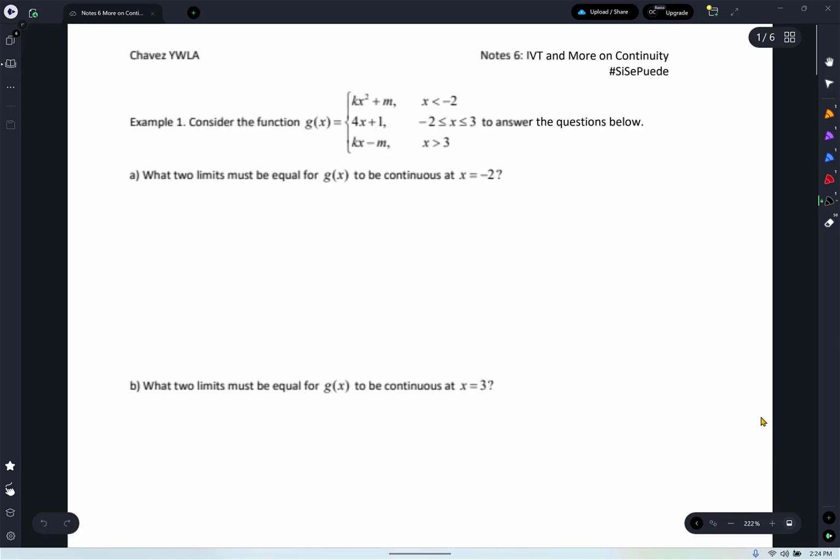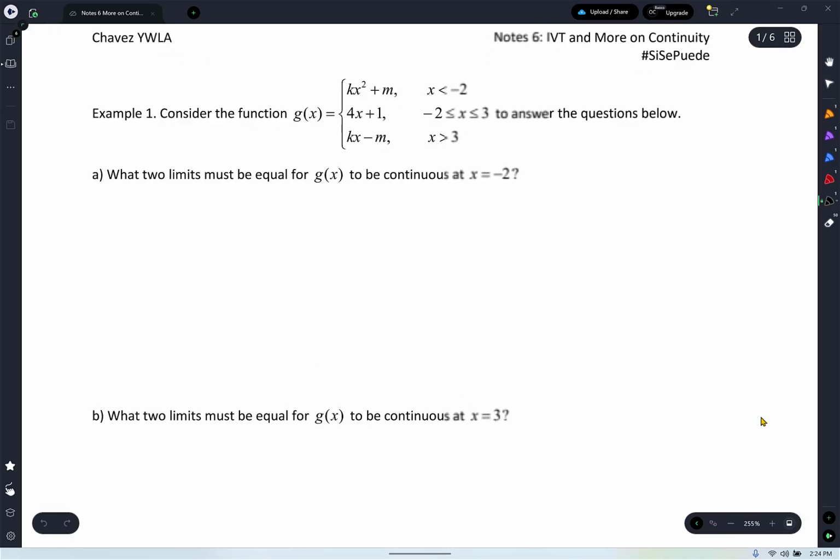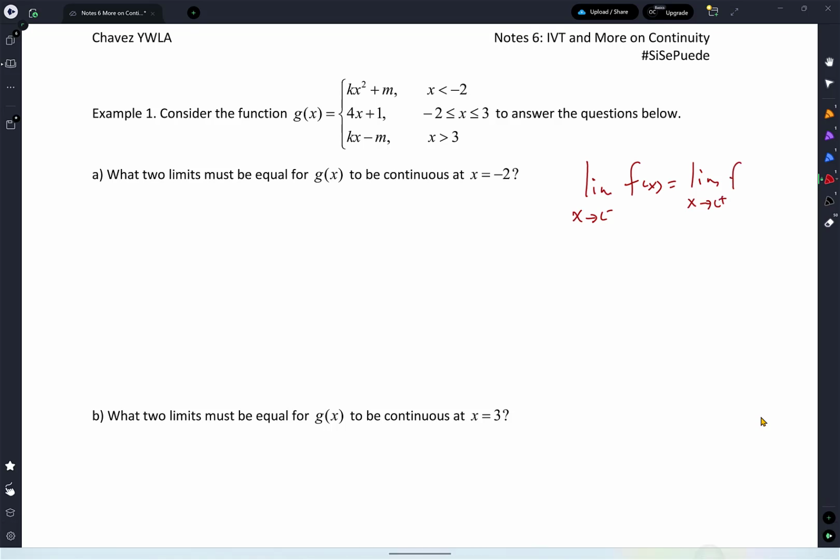So note 6, this is kind of like a review for you guys. A lot of these concepts you have already talked about. Remember that for a function to be continuous by the definition, the limit as x approaches c from the left-hand side of some function better equal the limit as x approaches c from the right-hand side of that same function, which obviously means that the limits from the left and the right have to be the same, and that has to equal f of c. All three of those conditions must hold.